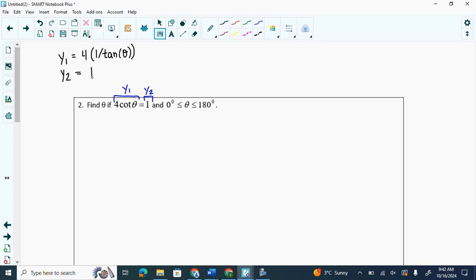What mode do I need to be in this time? Degree, because it says degrees, correct? But what's my window this time? My x min is 0, and my x max is 180. And the reason why they do this is it's often a numeric response, and they want one answer. So they have to restrict their domain to a tight domain.